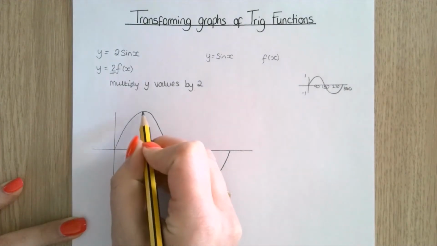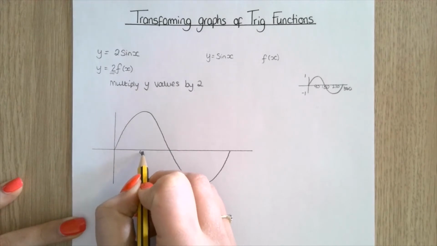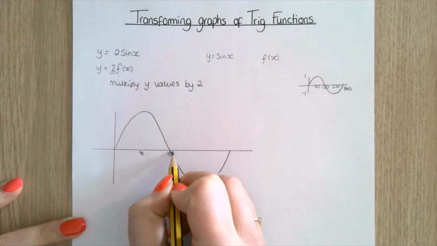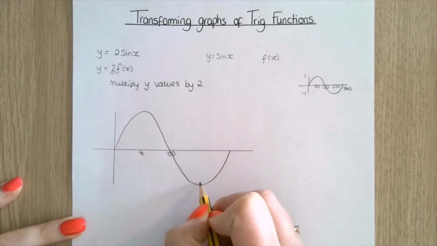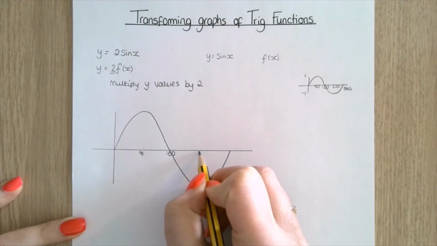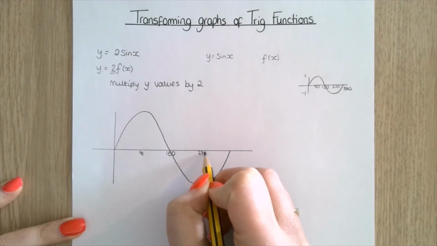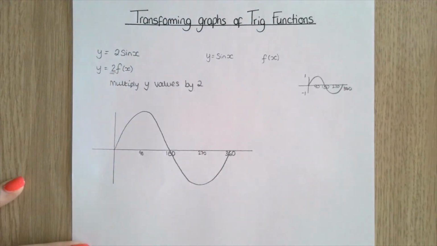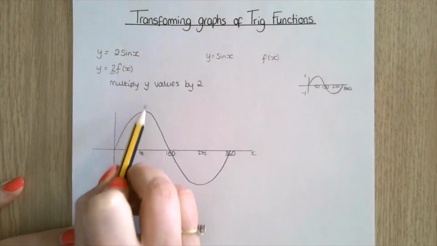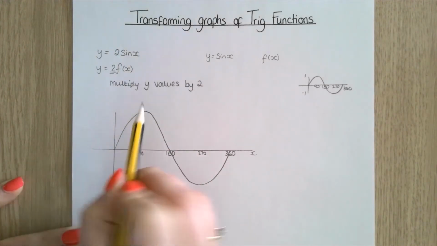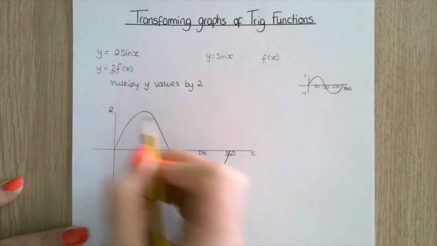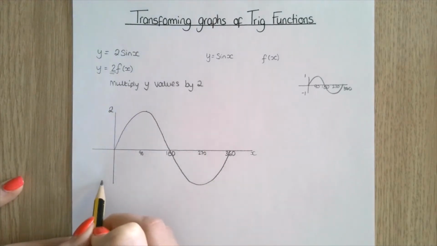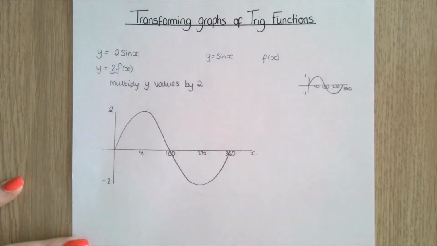My x values, my maximum x value stays as 90, this point here stays as 180, my minimum point x value stays as 270, and this point here stays as 360. I needed to multiply my y values by 2, so 1 now becomes 2, and -1 now becomes -2.